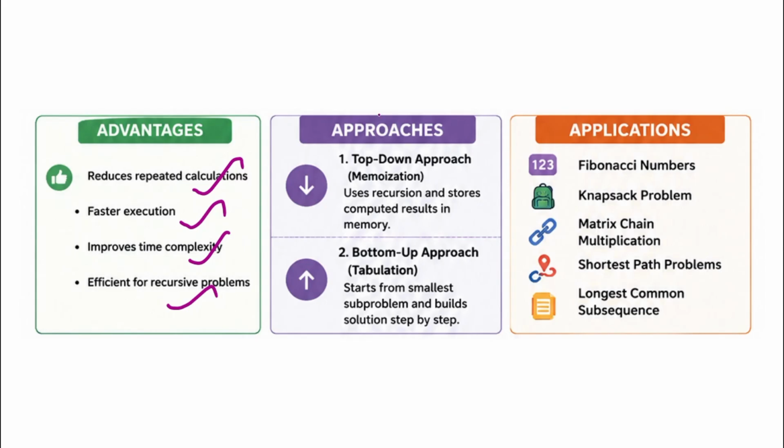There are two approaches in dynamic programming. One is the top-down approach, called memoization. The other is the bottom-up approach, called tabulation. The top-down approach uses recursion and stores computed results in memory. The bottom-up approach starts from the smallest subproblem and builds the solution step by step. That is called the tabulation method. If a tree is constructed, the solution starts from the leaf nodes of the tree.